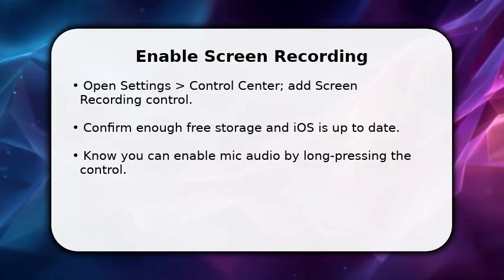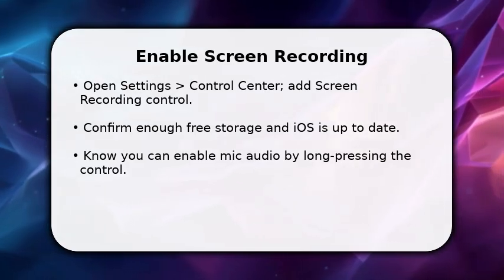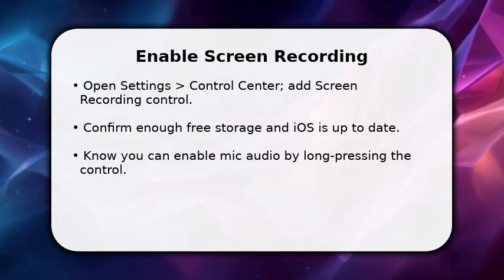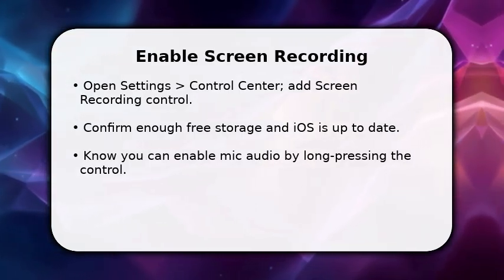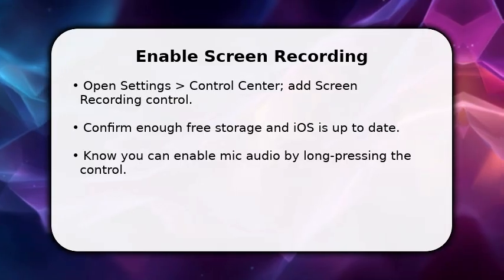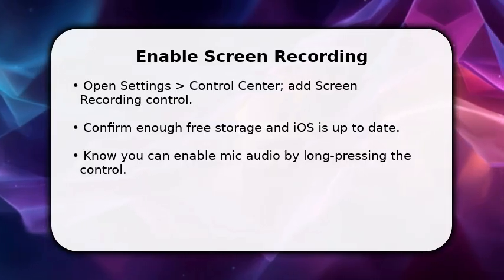Enjoy the video. You start by enabling the tool. Open Settings, tap Control Center, then add Screen Recording to included controls. Once done, swipe down from the top right to open Control Center and locate the round record icon.